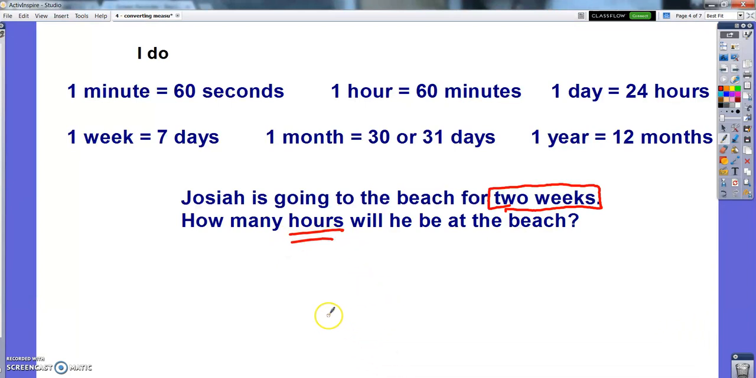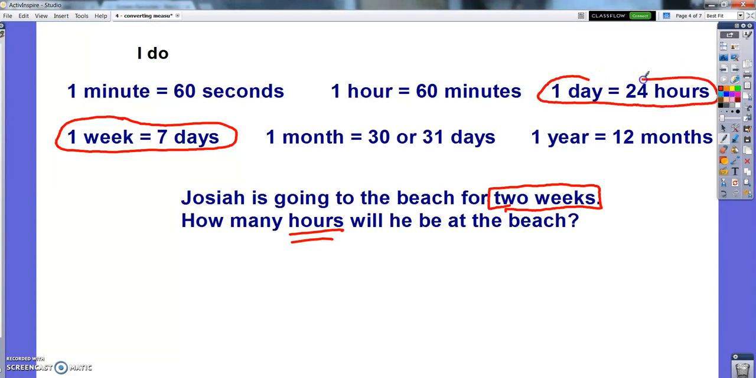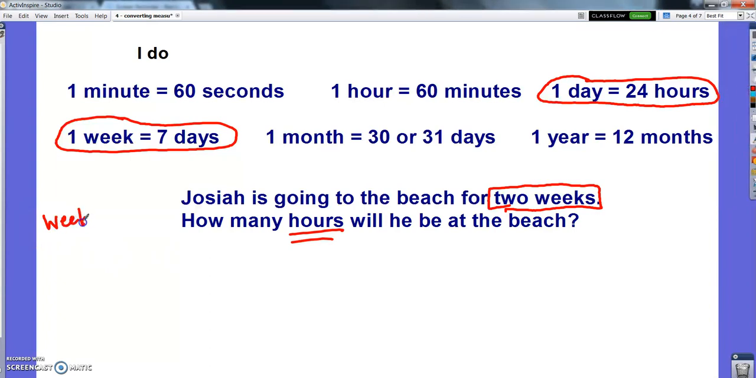So I'm going to have to make a double move here. I can go from weeks to days. And then I can go from days to hours. But I can't go straight from week to hours. I don't know that one. So what I'm going to do is I'm going to say weeks times 7 is going to show me how many days.